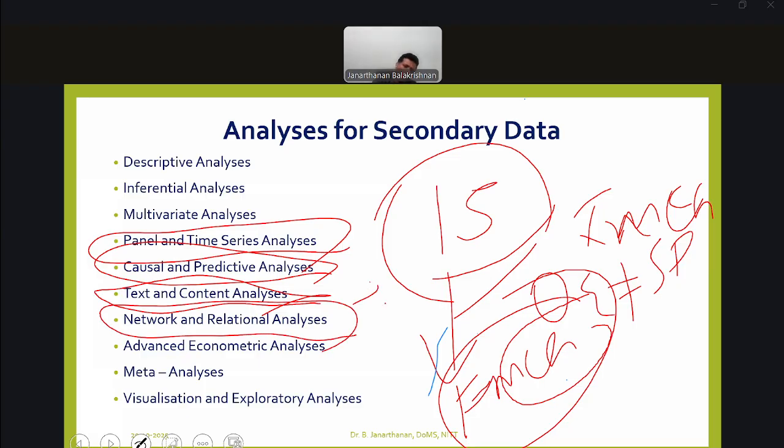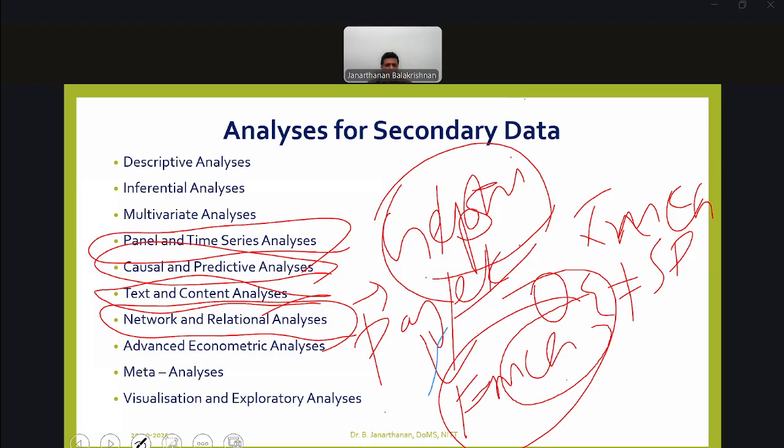There is software called Gephi, or we have some software called PAJEK. PAJEK, Gephi, these are some software. Both are open source. You can download them and work on social network analysis. That is a very good part. And you have advanced econometric analysis. There is one software called WEKA. Some people might know. WEKA. It's open source software where you can do a lot of econometric analysis.